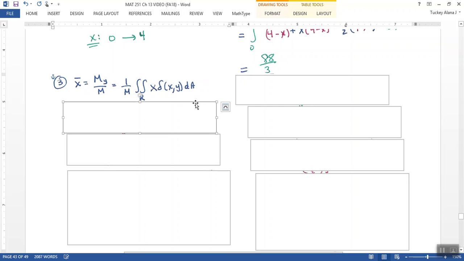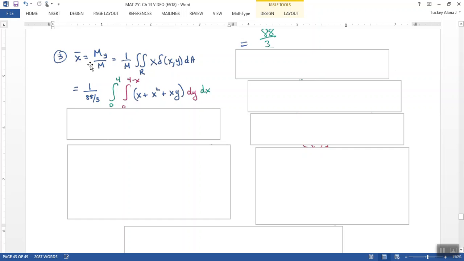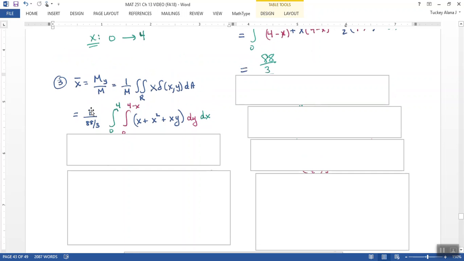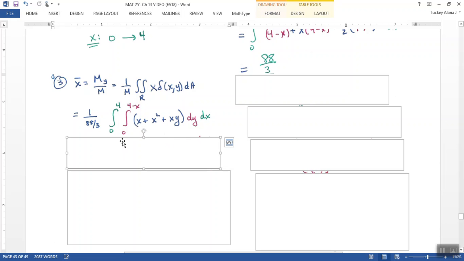You don't have to memorize it or anything. So then I want to stick in my function. M we just discovered was 88 over 3. So it's 1 divided by 88 over 3, because I'm pulling that out because it's constant. So 1 over m. And then my limits of integration are the same as before. It's still the same triangular region, so it's still going from 0 to 4 minus x for y and 0 to 4 for x.